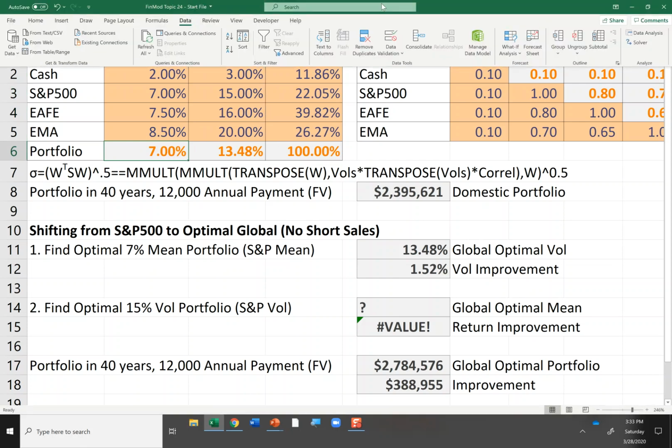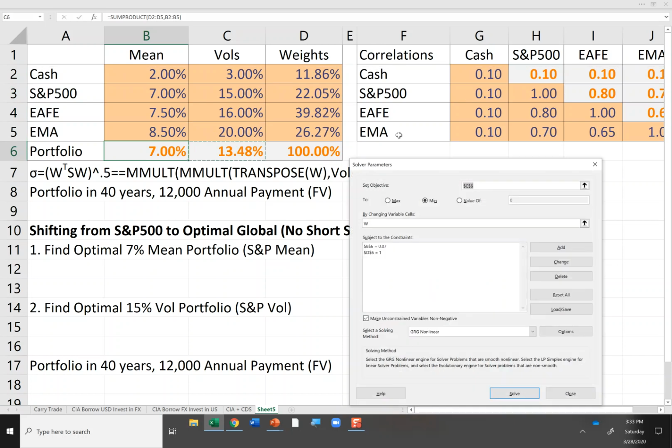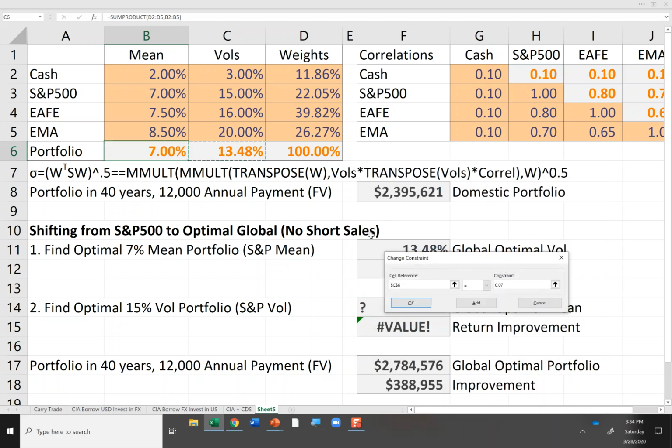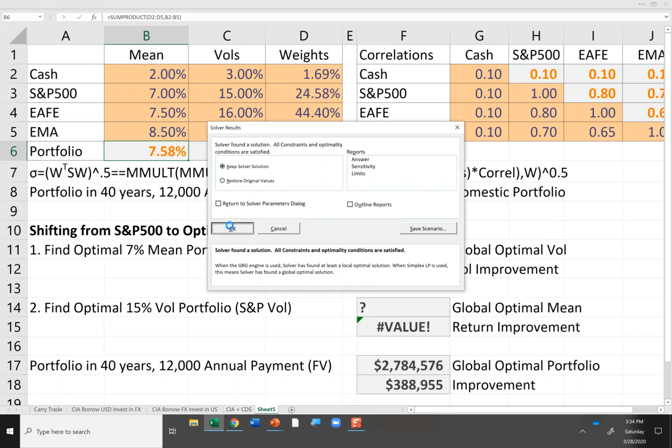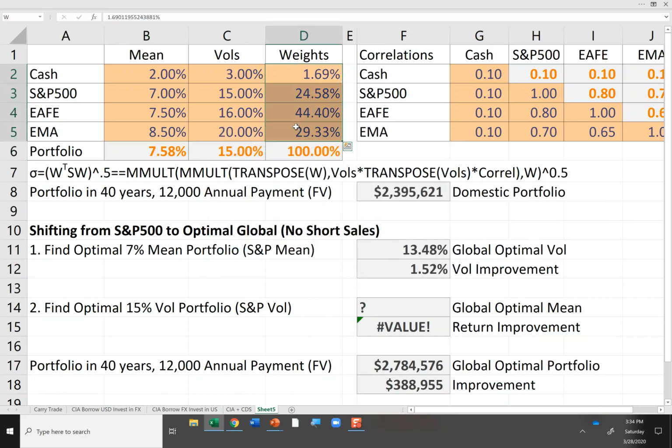So I'll just go back to Solver. In this case, I want to maximize portfolio return, and I want to have a constraint that the vol is equal to the S&P's vol, the domestic vol. Solve that, and looks like I have this portfolio here, and looks like I can get 7.58 based on these assumptions. So I'll put that in there, 7.58% return, which is an extra 58 basis points over just the domestic portfolio. So I can pick up 58 basis points of return improvement.